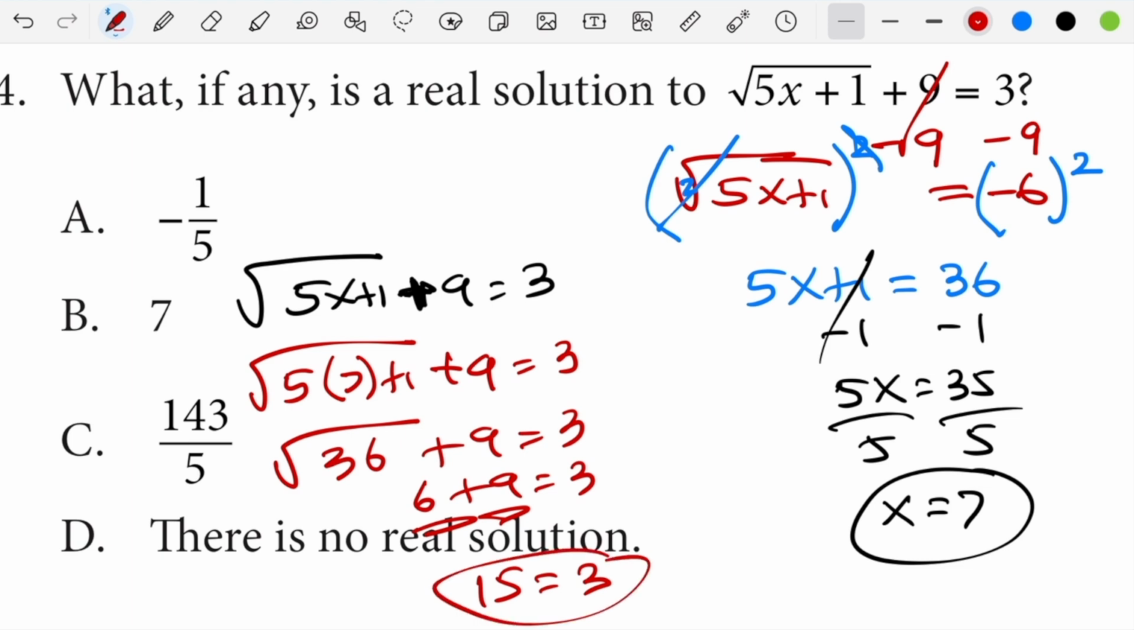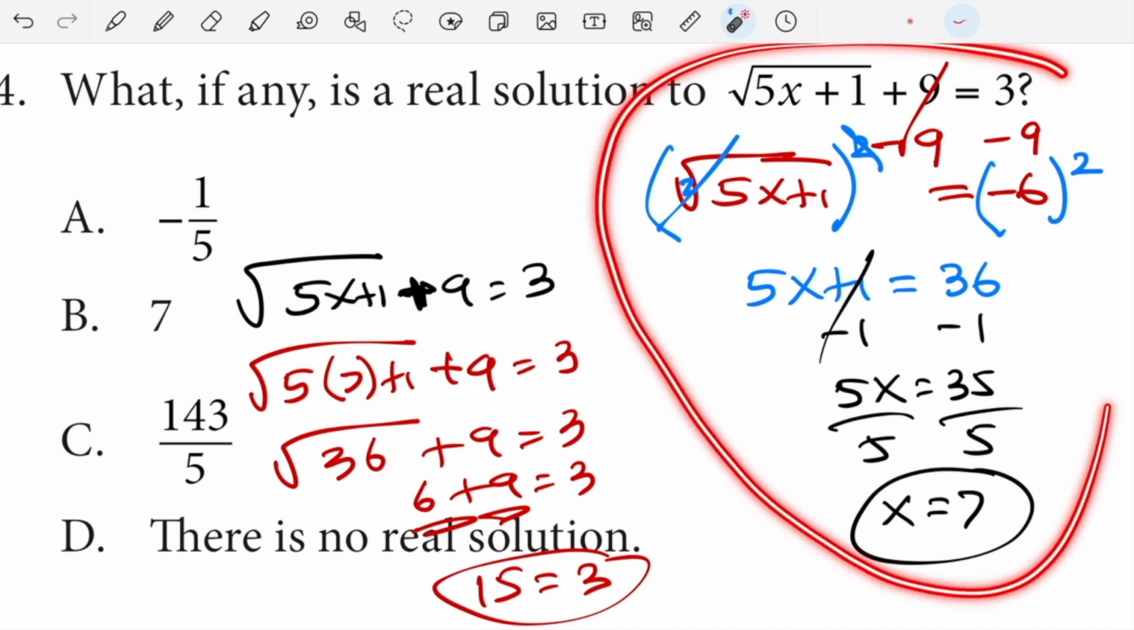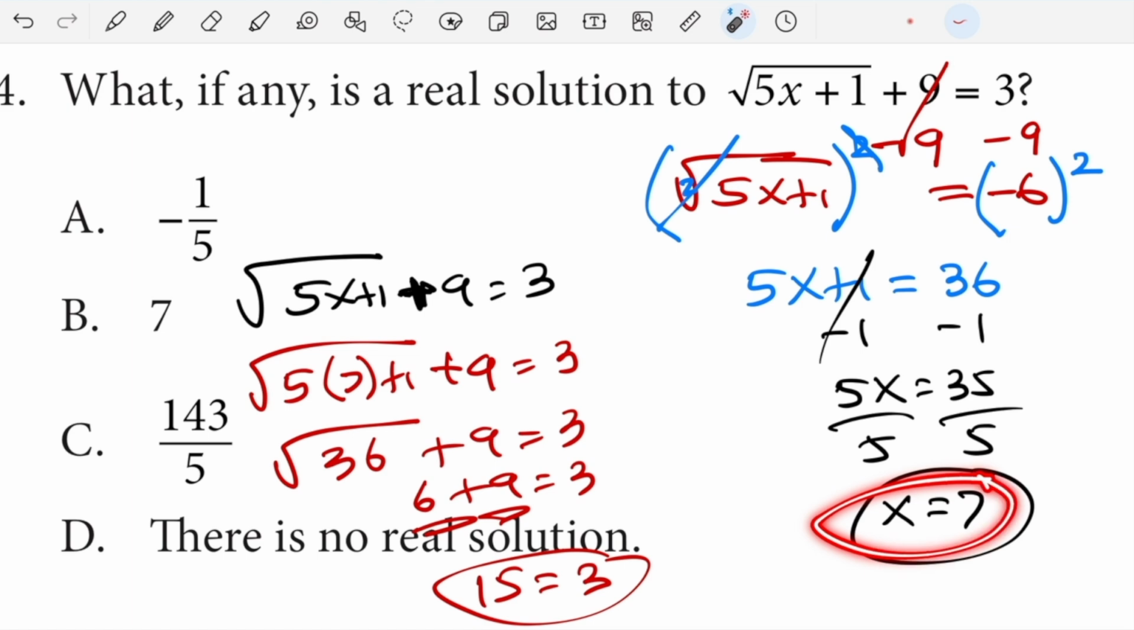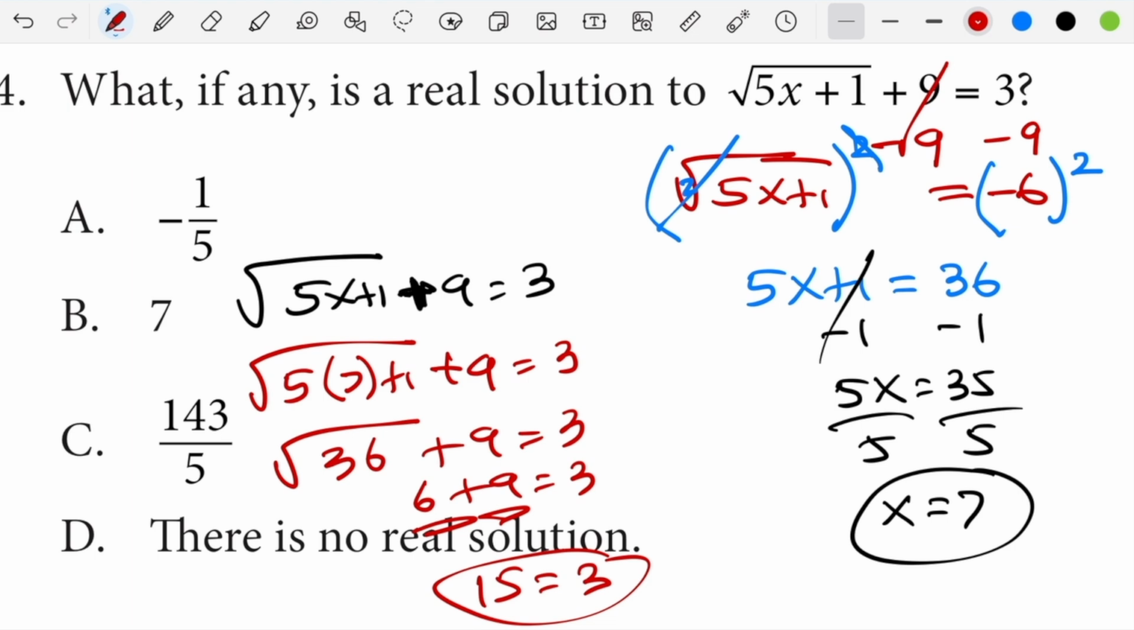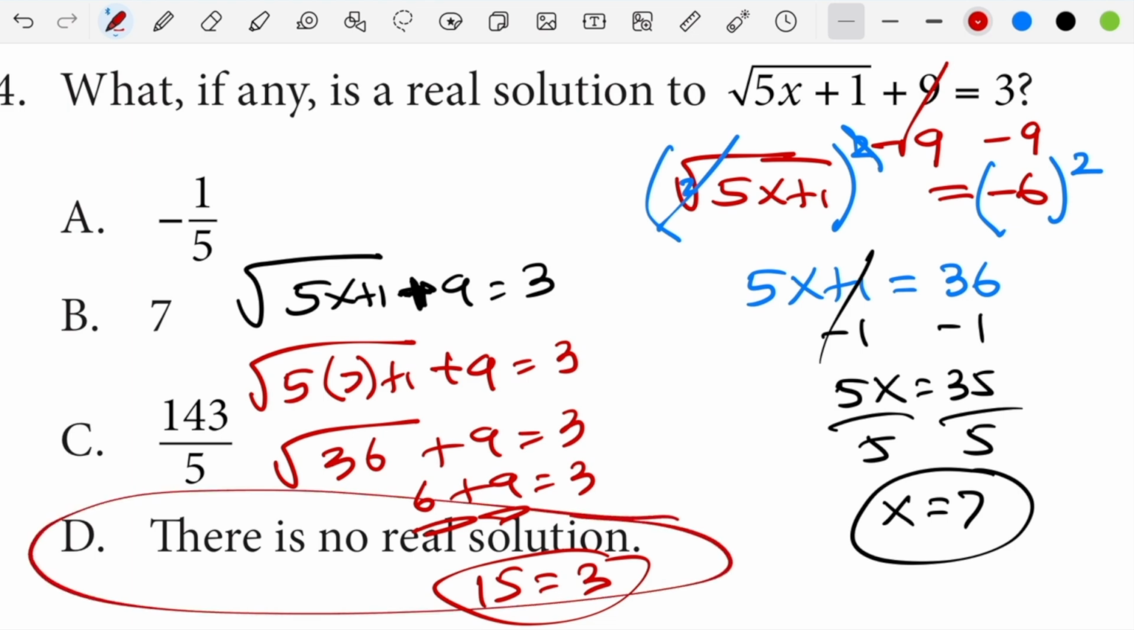How come? Because throughout the process, we got a negative 6, and then we raised it to the second power and it becomes a positive value. When this happens, most of the time what I'm going to have at the end is called an extraneous solution, which means I solved the problem doing basic math, no magic. I got an answer, but when I plug it back in, it didn't work out. So my answer is no real solution.